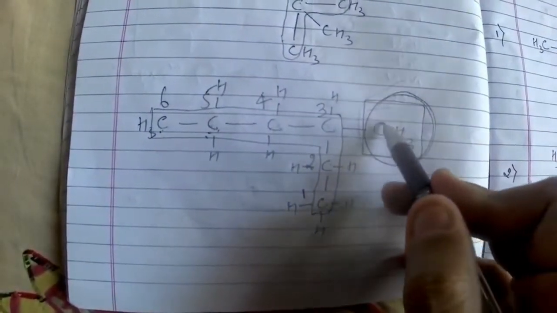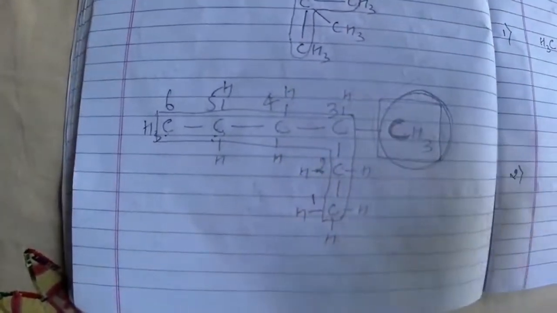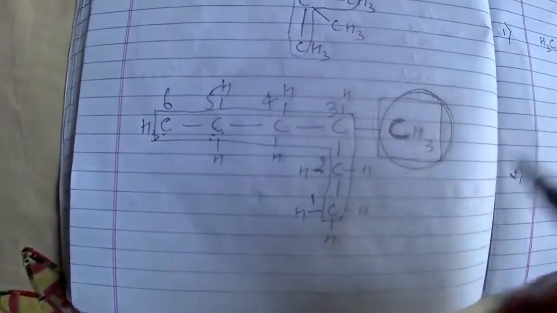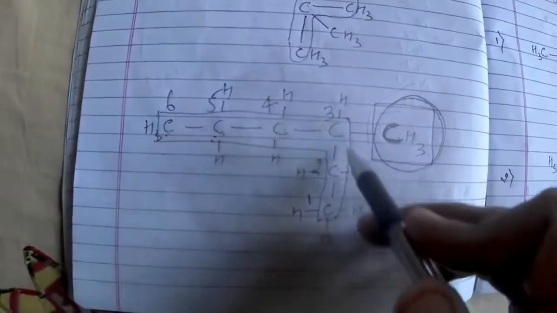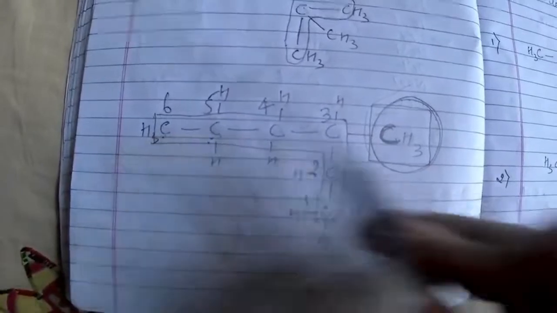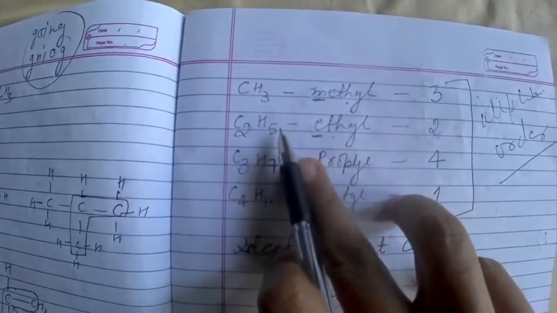This CH3 is a substituent here, right? We can also call it a functional group according to your ICC book for the 10th class. So this is attached to the main chain. This is a continuous chain, no breakage is there in this chain, but this is separate. So this is methyl. In some chains ethyl is attached like this, C2H5, right?